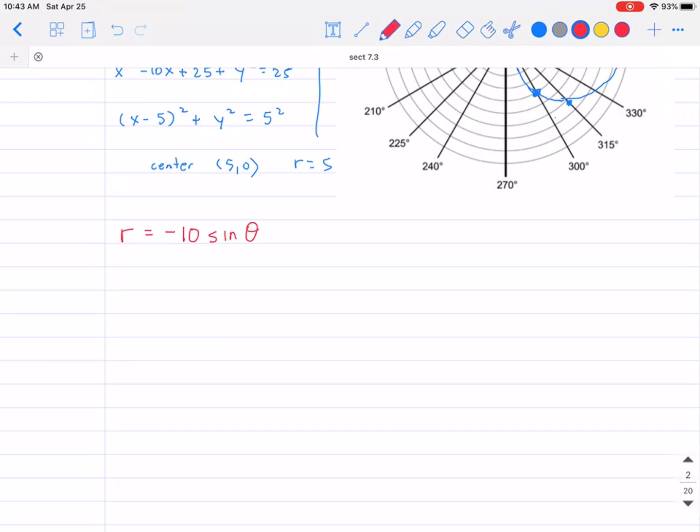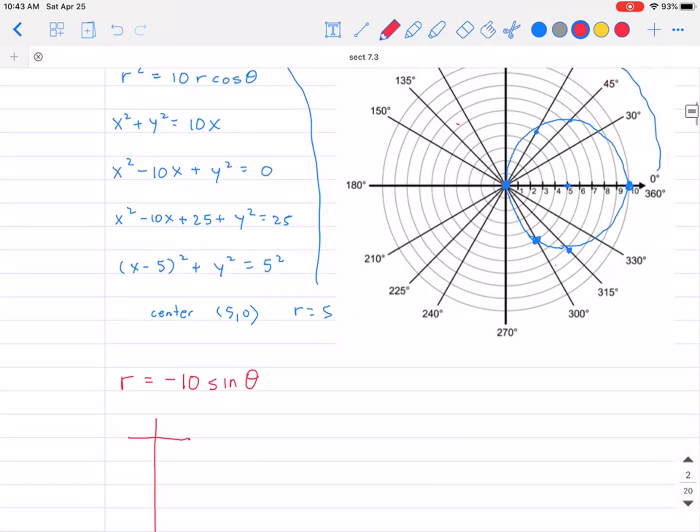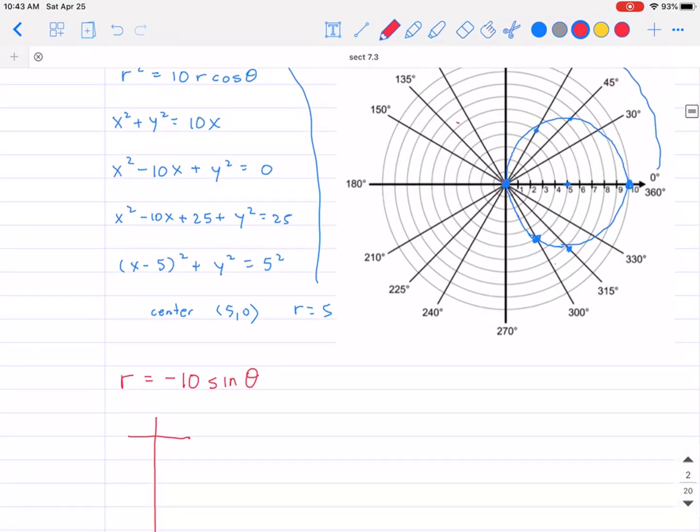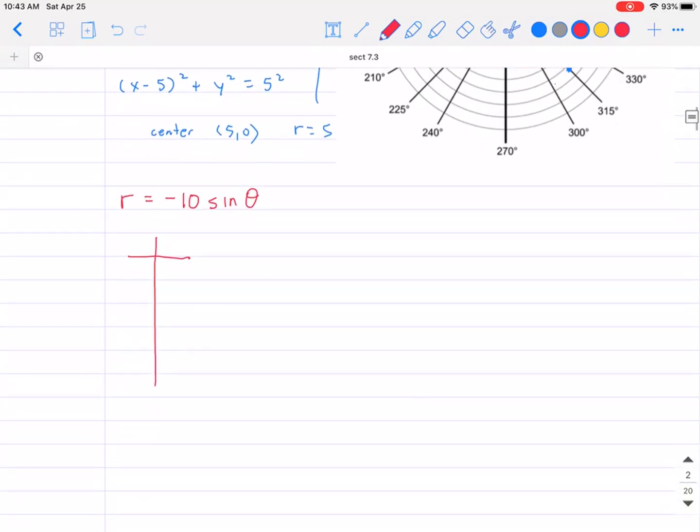So let's say we have r is equal to negative 10 times sine of theta. Just going by what we've been doing so far, I'm going to create a chart so that you can see what's happening. But hopefully, if we go by the previous example, we can also quickly see what the graph is going to be like. We're going to use theta is equal to 0, and then 45, 90, 135, and then 180, and we'll stop right there for the time being. Just solve for these first.